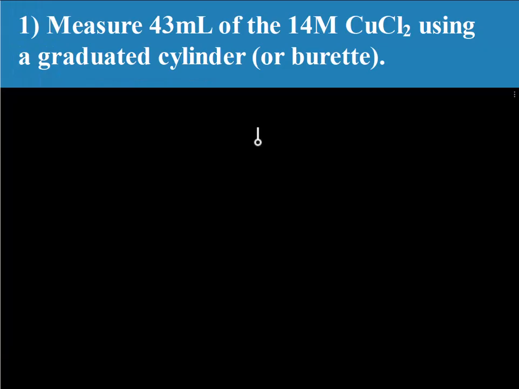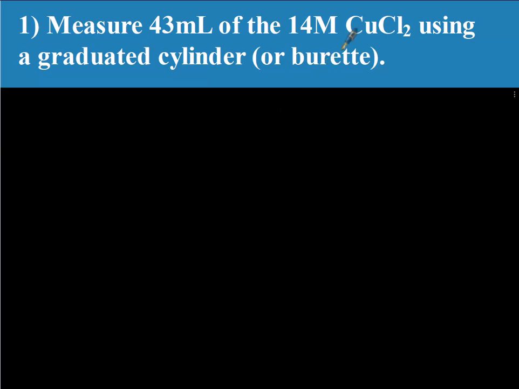So step 1 is we would measure 43 milliliters of 14 molar copper chloride using a graduated cylinder or a burette or even a volumetric pipette. We wouldn't use a beaker or an Erlenmeyer flask. We would need to use something accurate. More accurate would be a burette or a volumetric pipette.